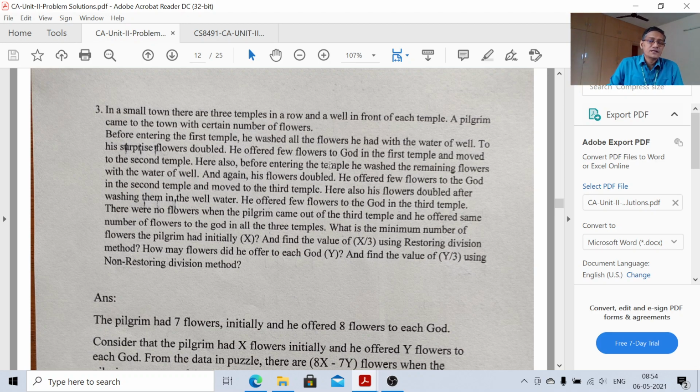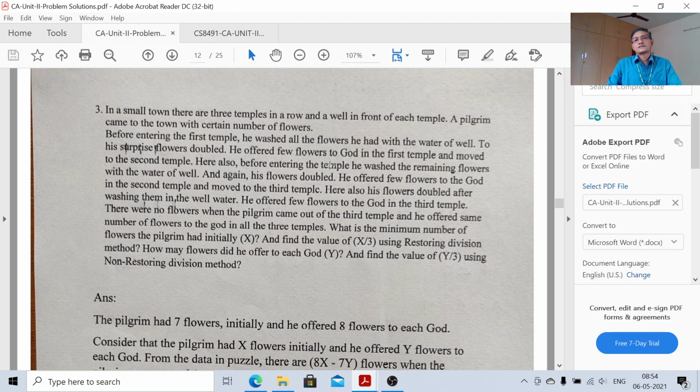So what happened when he entered into the second temple? Same thing he has done, he has washed the flowers. So it has doubled: 2x minus y into 2. So it becomes 4x minus 2y, right? He has offered the same number of flowers to God, so we need to subtract y. So 4x minus 2y minus y becomes 4x minus 3y.